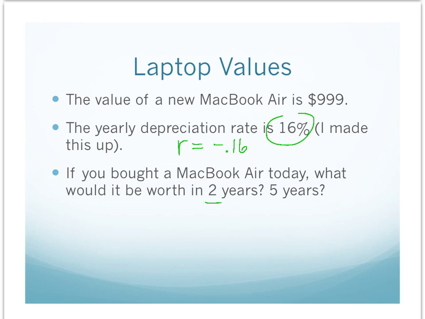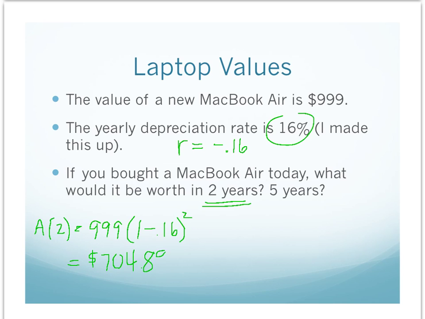So the first part of my problem asks what's the MacBook Air worth in 2 years. So when I write A sub 2, I'm going to write $999 as my initial value. We need to do 1 minus 0.16 and square that. So if I take 0.84 and square it and then multiply it by our original value, after 2 years, your MacBook Air will only be worth $704.89.